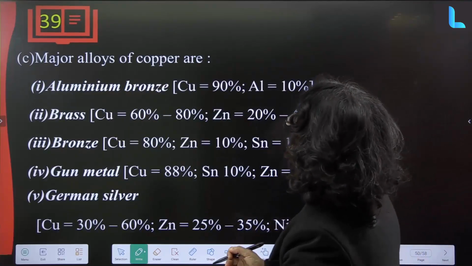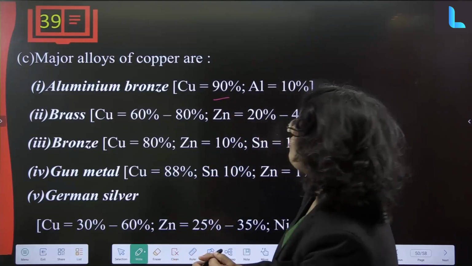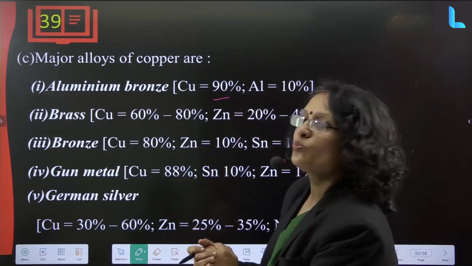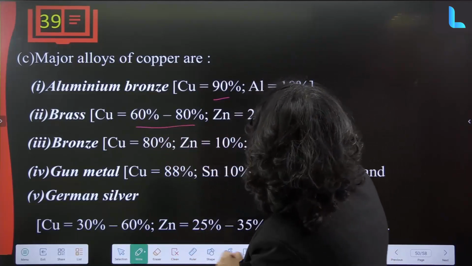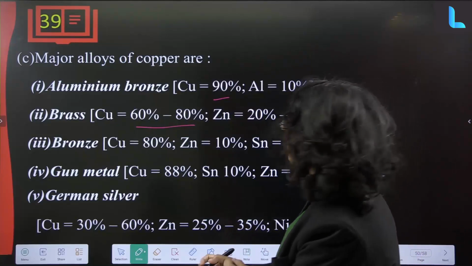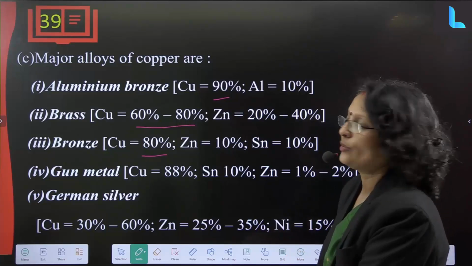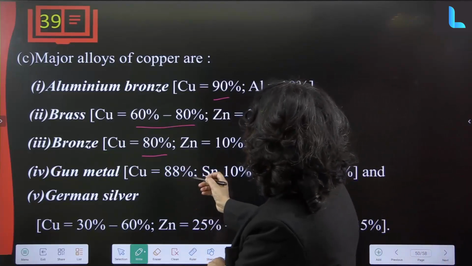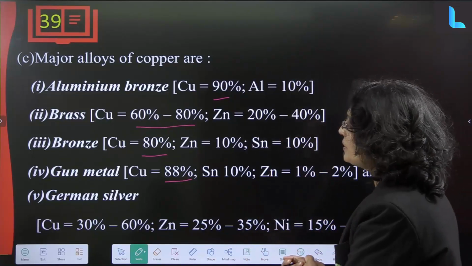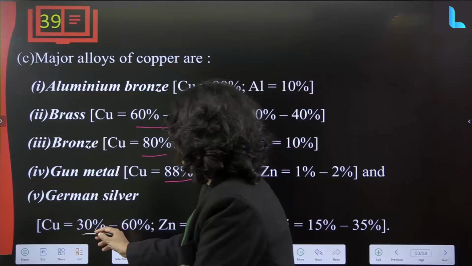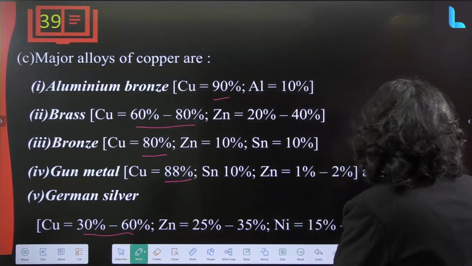Now the major alloys of copper. Aluminium bronze: copper will be 90% and aluminium will be 10%. Brass, which is used for most idol making, has copper 60 to 80% and zinc 20 to 40%. Then bronze: copper will be 80%, zinc 10% and tin 10%. Then gunmetal: copper is 88%, tin is 10%, zinc is 1 to 2%. And German silver: copper is 30 to 60%, zinc is 25 to 35%, and nickel is 15 to 35%.